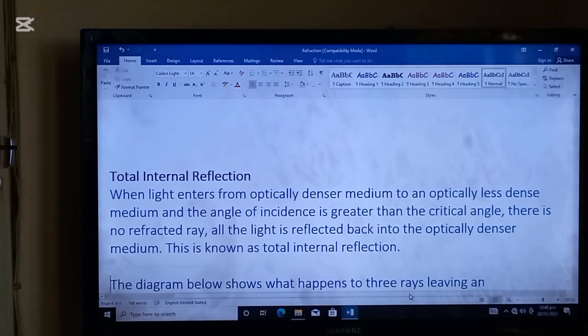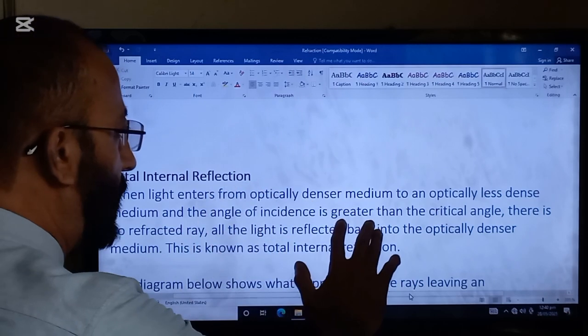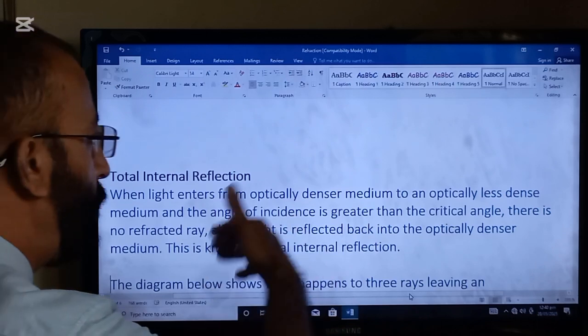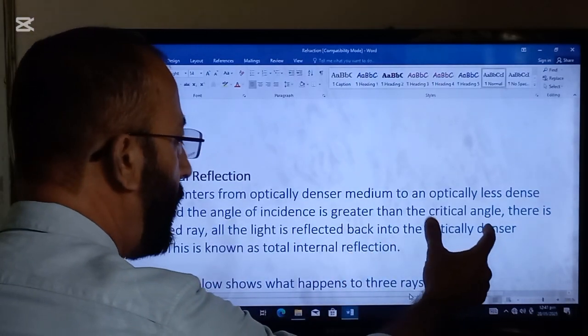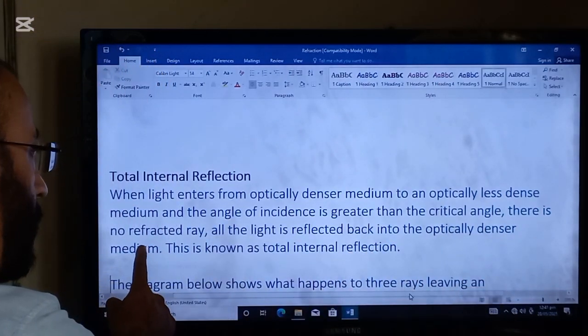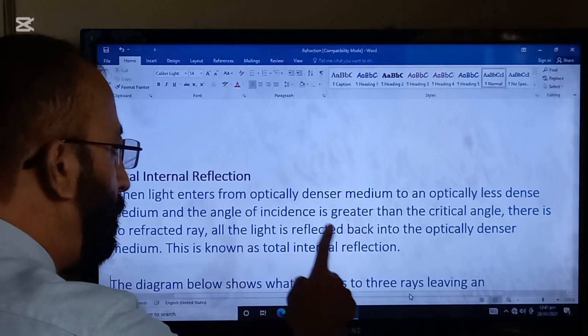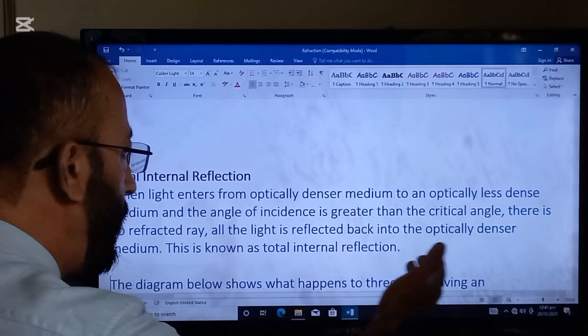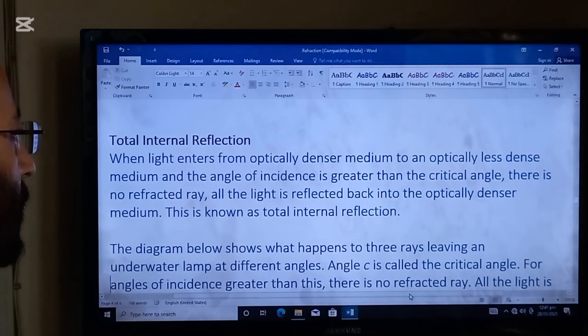So the condition is when light enters from a denser to a lighter medium and the angle of incidence is greater than the critical angle, there is no refraction at all. Light will be reflected back into the optically denser medium. This is known as total internal reflection.